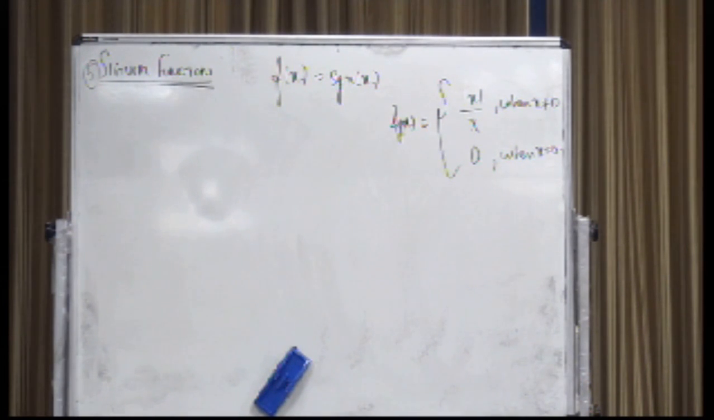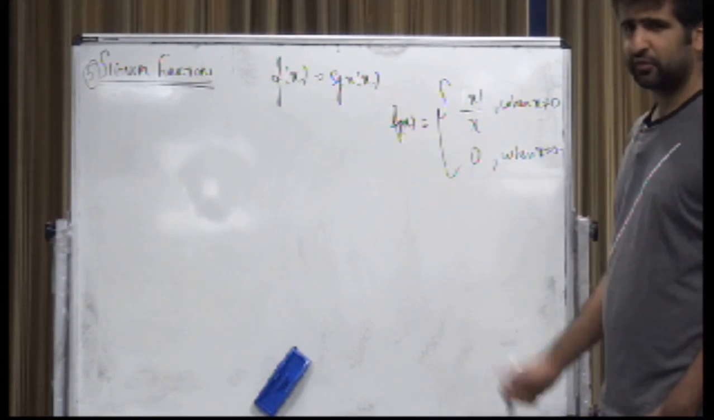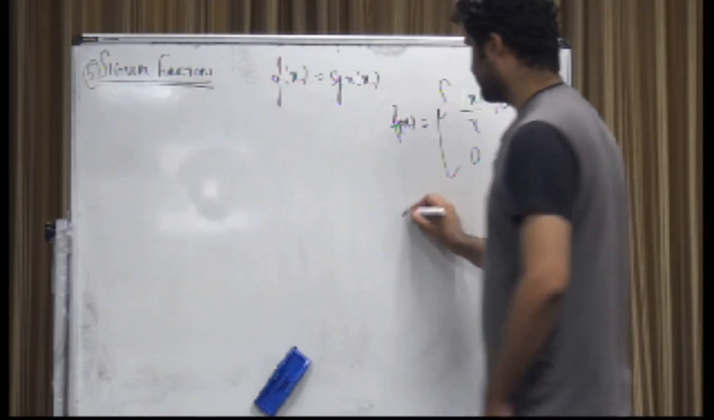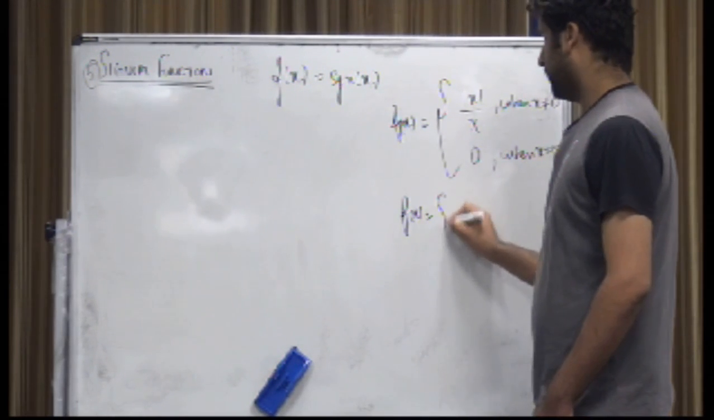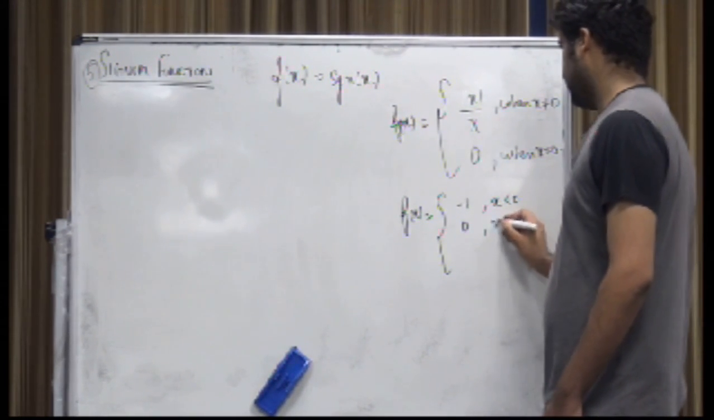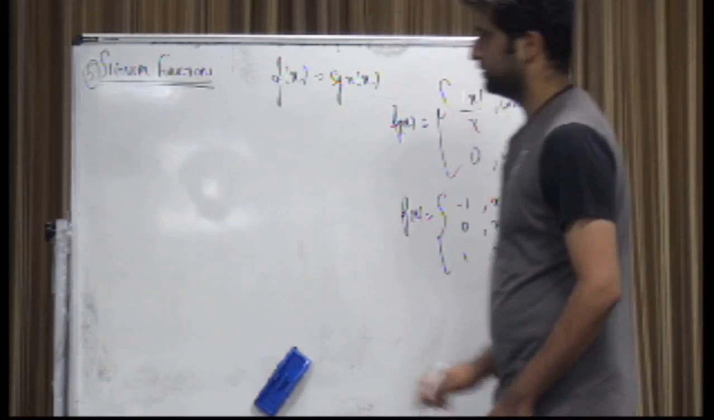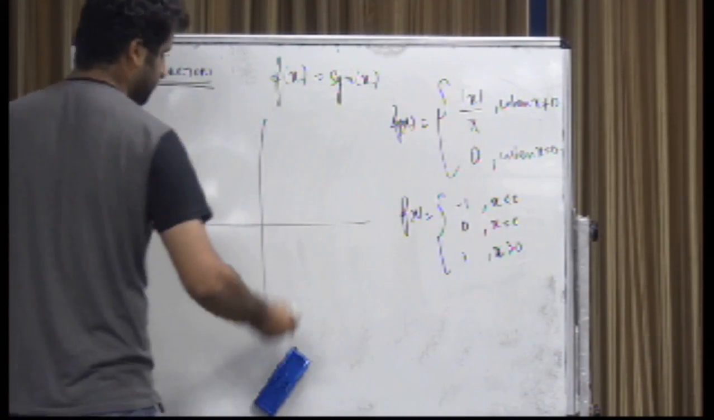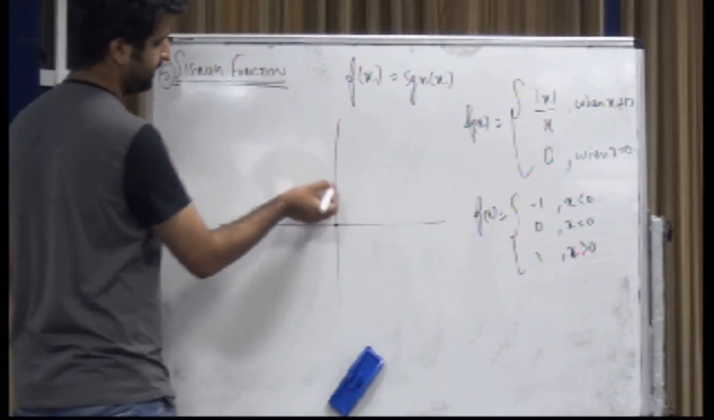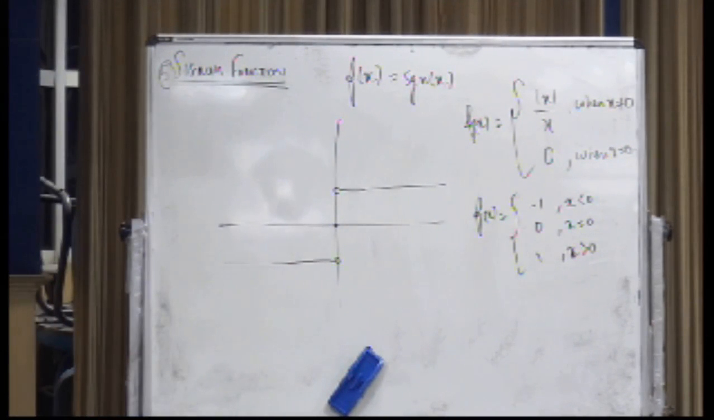So this is the definition of the signum function. Can you make the graph for this one? Just make it. Or you can also say that this is equal to -1 when x is less than 0, 0 when x is equal to 0, and 1 when x is greater than 0. So for 0, it gives you 0. For x greater than 0, you always get 1. For x less than 0, you always get -1. So this one is the graph.